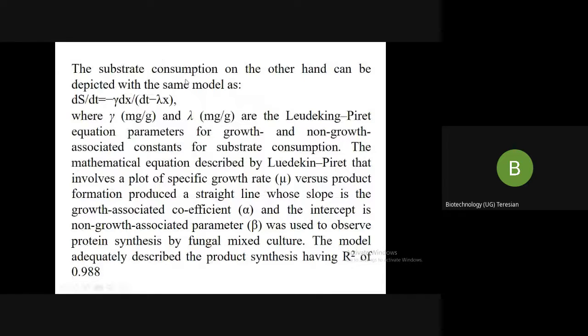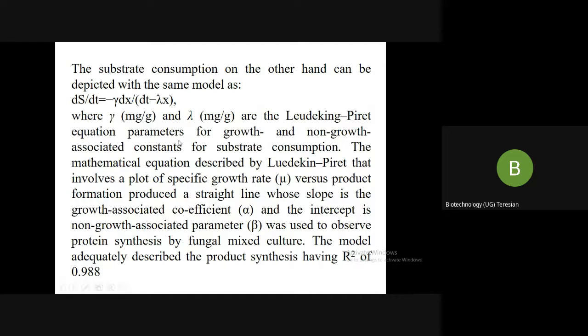So now the substrate consumption, on the other hand, can be depicted with the same model, and it is given by this. So what do we understand by each of this terminology? So gamma means milligram per gram, and lambda is milligram per gram, are the Luedeking-Piret equation parameters for growth and non-growth associated constants for substrate consumption. So we told that the LP model is used for the mixed growth product formation.